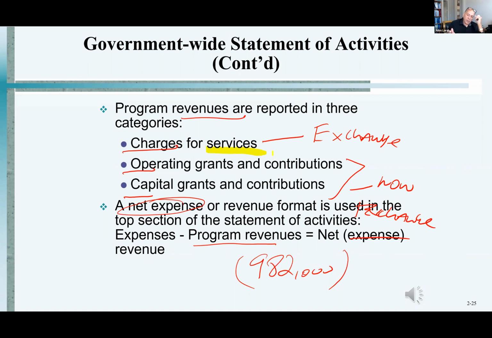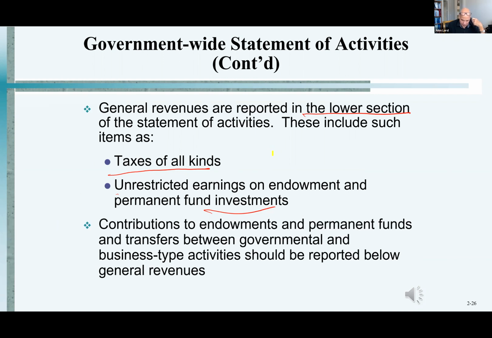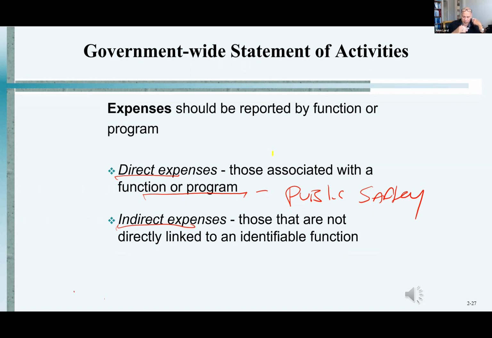And I've written in some of the things we saw for that program, public safety down there. We had what, a 982,000, and notice most of them were in parentheses, most of them were a loss. And then we came over and we had the taxes down there at the bottom, mostly taxes. And then we basically had shown the expenses at the top, both direct and indirect. I think it was 35,000 or something for the indirect expenses for public safety. That was a program. All right. So that's basically what we had on that statement of activities. Any question about statement of activities?